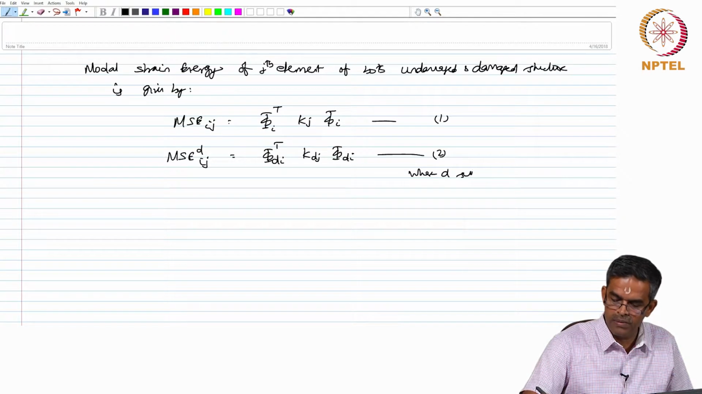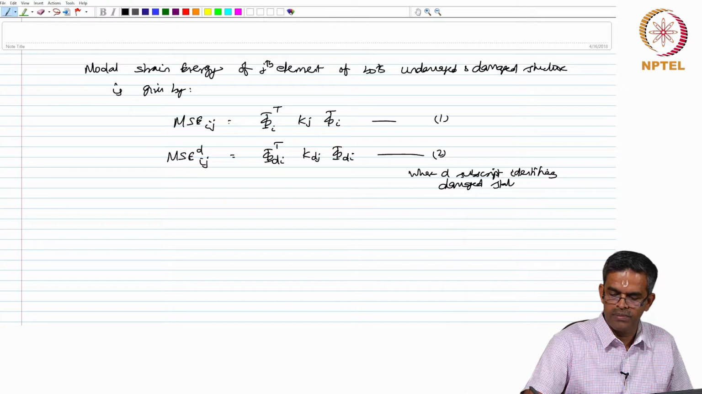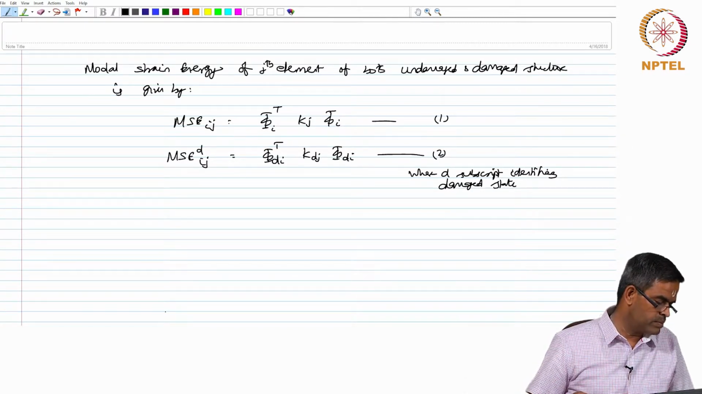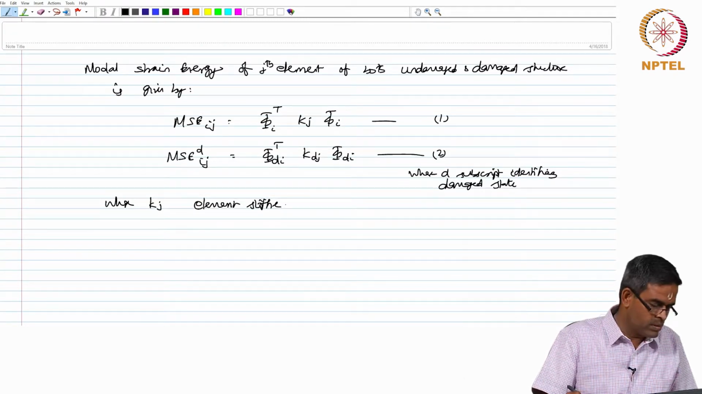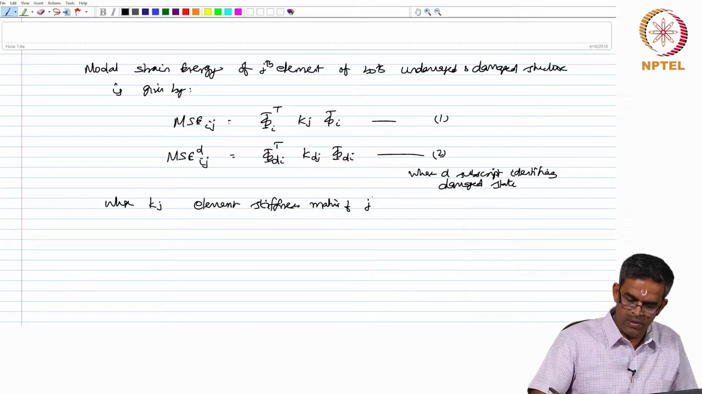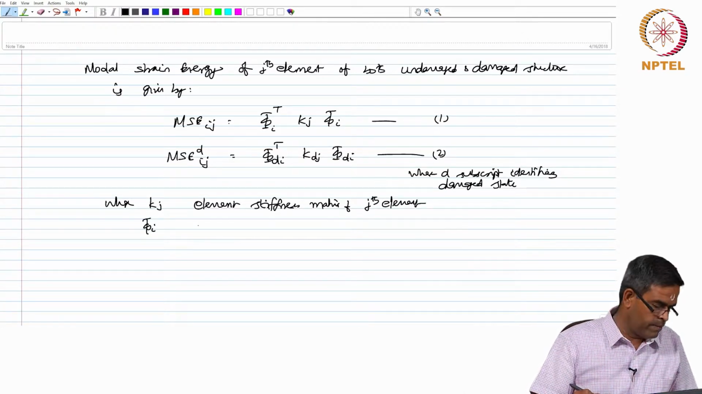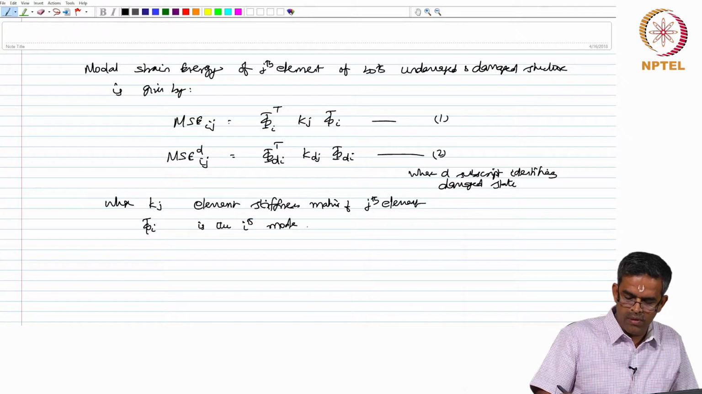D subscript identifies damage state. Kj is the element stiffness matrix of jth element. Phi I is the ith mode shape.